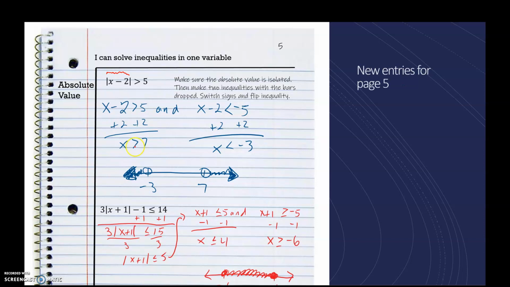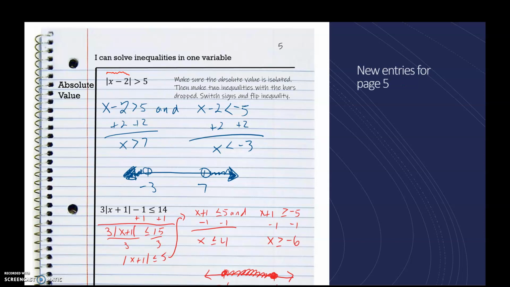Now you're told on the first one here that x is greater than 7. Well, with greater than we use open circles. And greater than 7 is to the right because the numbers get bigger to the right. And then on this one, it says x is less than negative 3. So you go to negative 3, do an open circle, and draw it to the left. That's how you do a number line. Less than is to the left, greater than to the right.